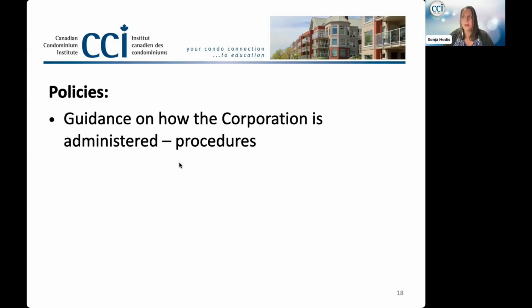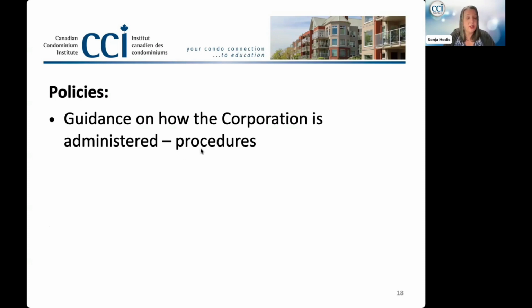Now, policies, the important thing to remember about policies is that they're really about procedures. Policies are not where you're going to find the things you can and can't do. And the reason for that is there is no provision in the Condominium Act that allows a corporation to enforce a policy. And so if you are trying to put boundaries on what people can and can't do in the condominium corporation, you need to make sure that that gets into the rules or it gets into the declaration, because if you leave it in a policy, there's no real mechanism to enforce it.